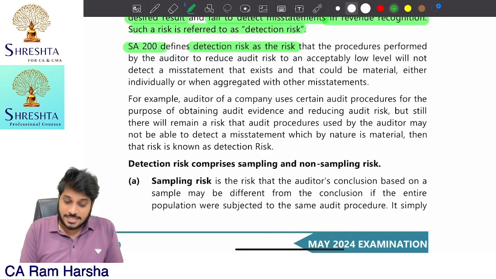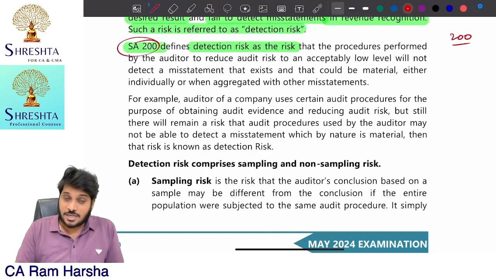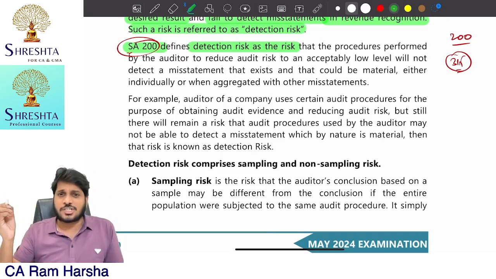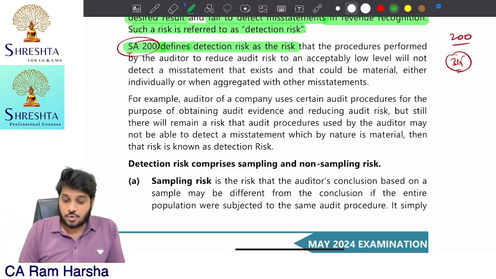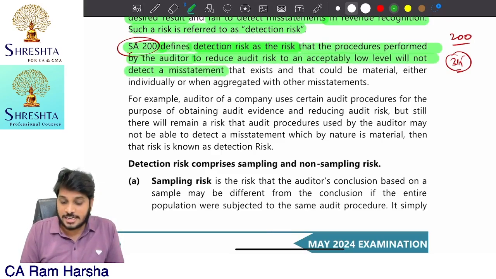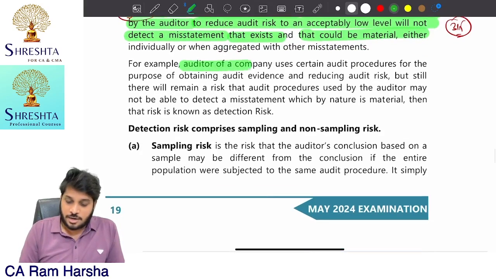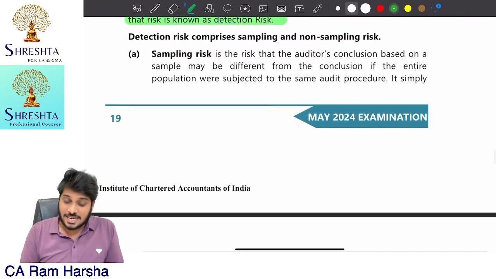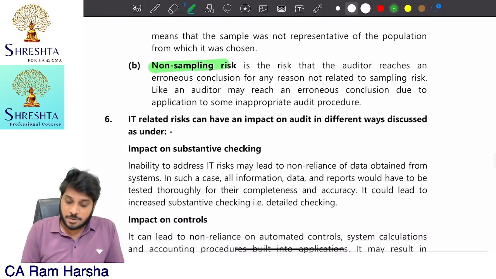Detection risk is a risk under SA 200. One student has asked me, sir, detection risk concept and all we covered in the risk assessment chapter, which is under SA 315, right? But definitions of audit risk, inherent risk, control risk, detection risk were mainly defined under SA 200 itself. The same detection risk is discussed once again in 315 also. SA 200 defines detection risk as the risk that procedures performed by the auditor to reduce audit risk to an acceptable level will not detect a material misstatement. For example, the auditor uses certain procedures to get evidence and reduce risk, but still there will be some risk, some mistakes will not be detected. Detection risk arises because of sampling risk and non-sampling risk.